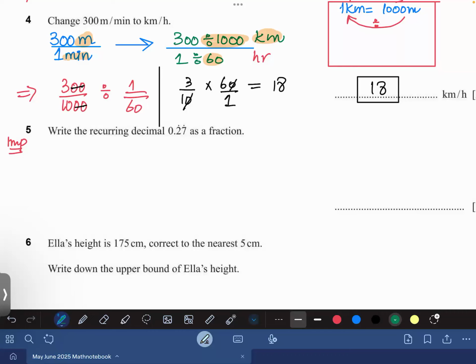Write the recurring decimal 0.27 as a fraction. Please do follow my steps. I have taught the lesson, and it is uploaded on YouTube. Step 1. Does anyone remember? Yes sir, it is 27 divided by 99. Yes, that is the shortcut, but we will take the steps a little bit. Good job. 27 by 99 is the right answer.